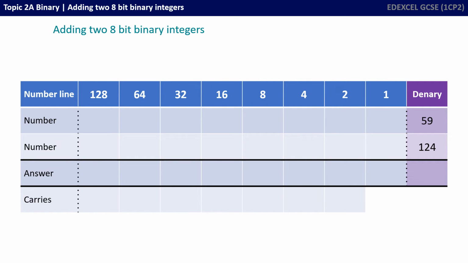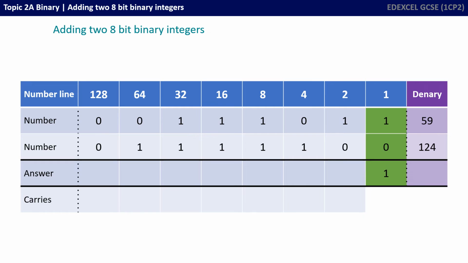Okay, let's take one more example, 59 plus 124. Again, I've written out their binary equivalents here. Now, why don't you pause this video now, and on a scrap of paper, write down the binary addition, and then unpause the video and see how you did.